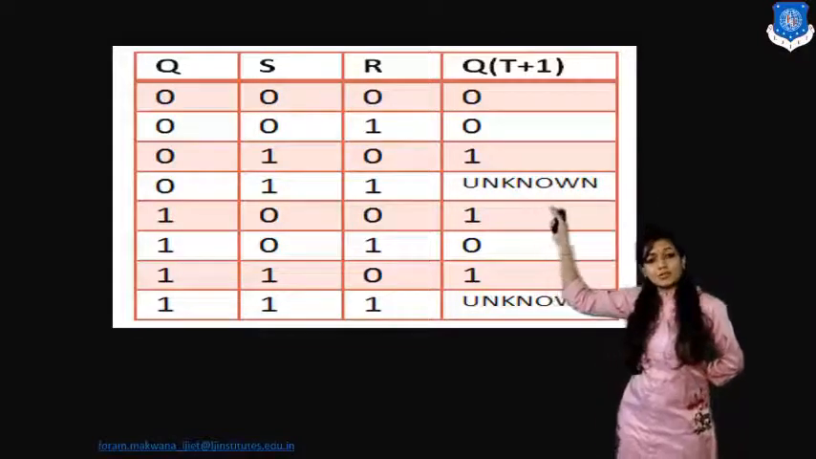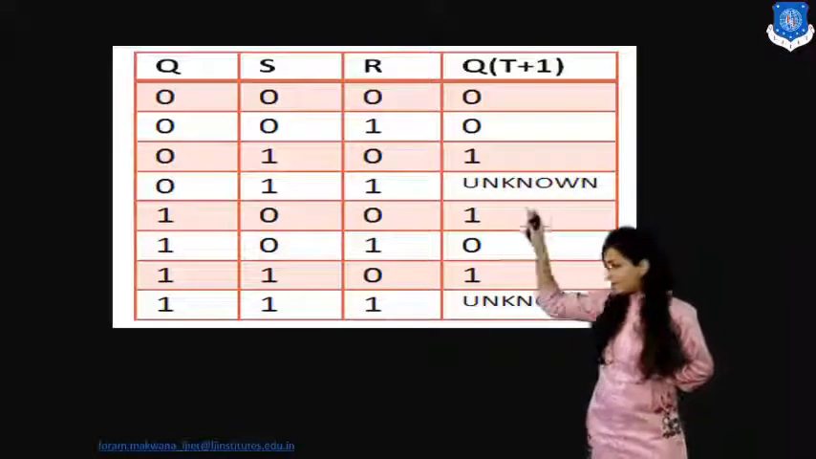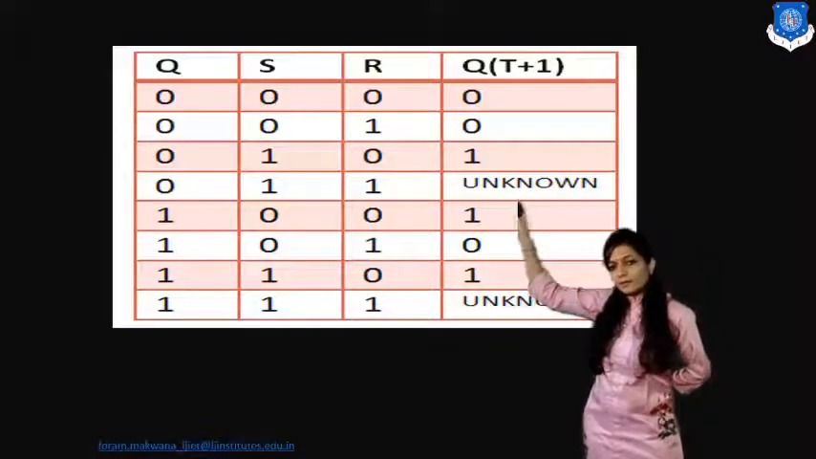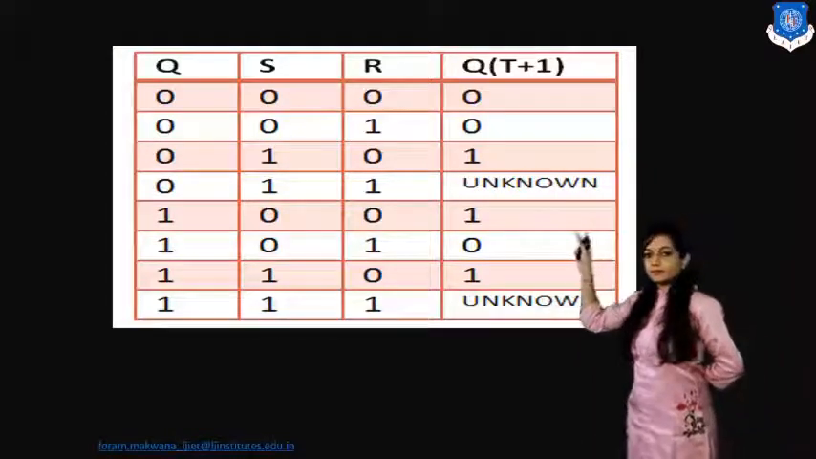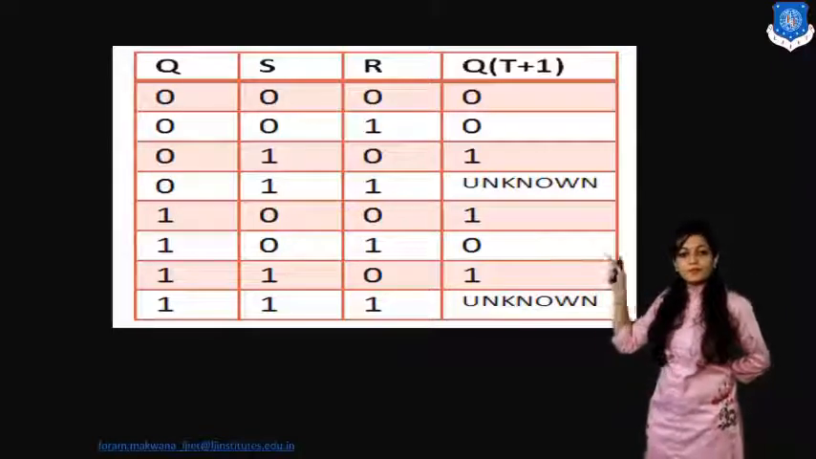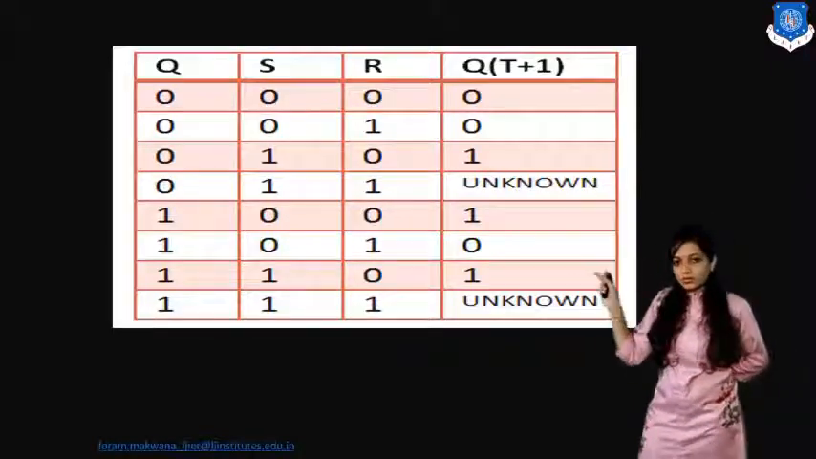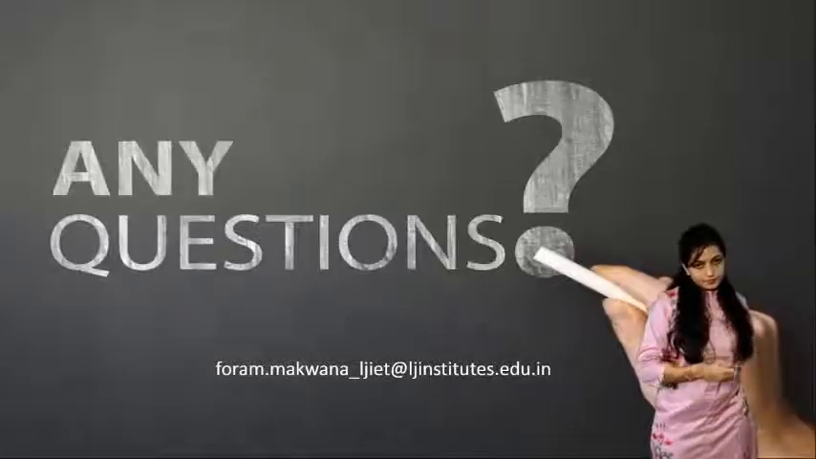S and R both 1, 1 means invalid. S and R both 0, 0: if my previous state is 1, the output is equal to 1. S is equal to 0, R is equal to 1: the flip-flop is reset. So 0, 1, and for 1, 1, it is 1.